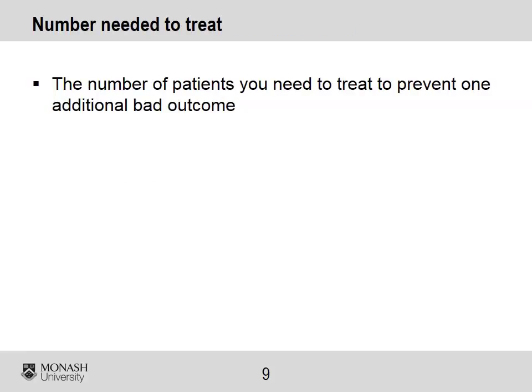Where I guess relative risk is somewhat limited is in the fact that it doesn't take into account a person's baseline or absolute risk. Everyone's got a different baseline risk of having a stroke. So if you're saying, take this statin, your risk of having a stroke is reduced by 62%, it's going to mean different things for different people.